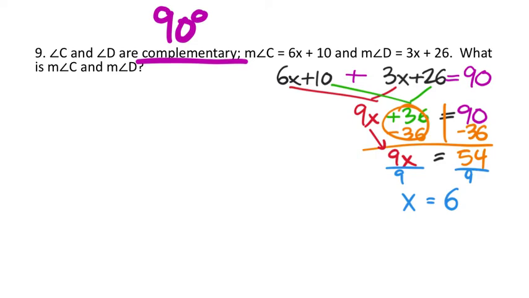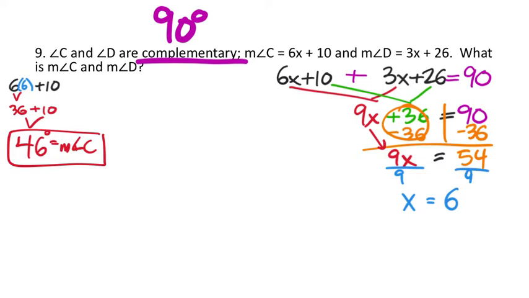So, angle C here is 6x plus 10. And we just found that x is 6. So, I replace the x with 6, and then I solve. You can use a calculator to do it, but this isn't too bad, so I can do it by hand. 6 times 6 is 36, plus the 10. 36 plus 10, boom, 46. Now that's in degrees, that's the measure of angle C right there. That's our first answer.